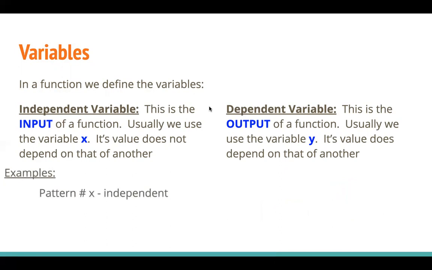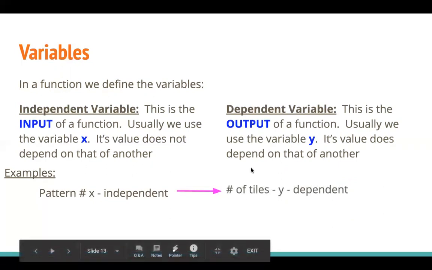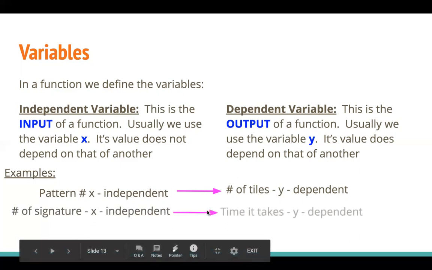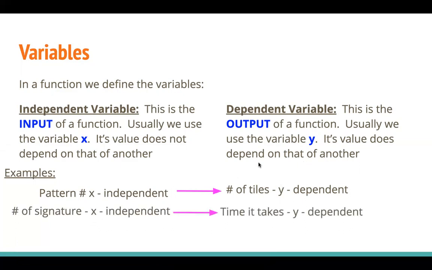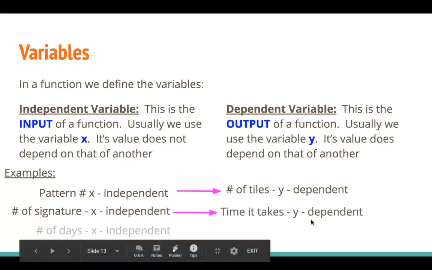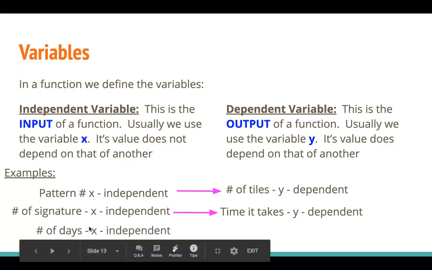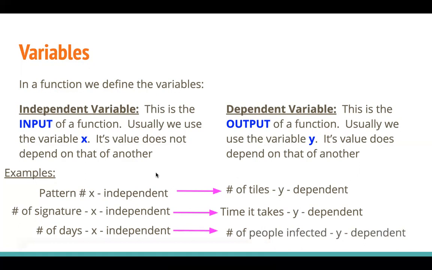So some examples: if I'm looking at patterns, the pattern number is x, the independent variable, and that's going to cause a change in the number of tiles, or the y, the dependent variable. The number of signatures, x, that's my independent. That caused a change in the time it takes. That's y, my dependent variable. In the flu epidemic, the number of days, x, was my independent. The number of people infected is my y, dependent.